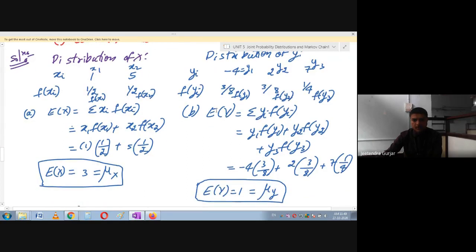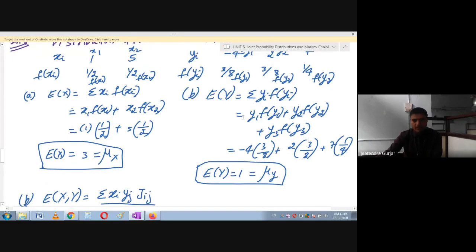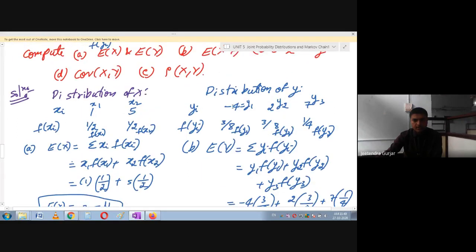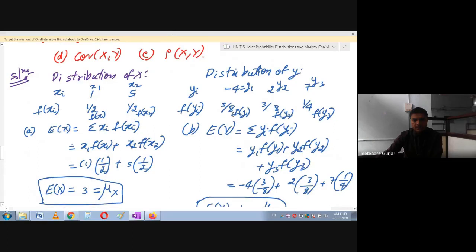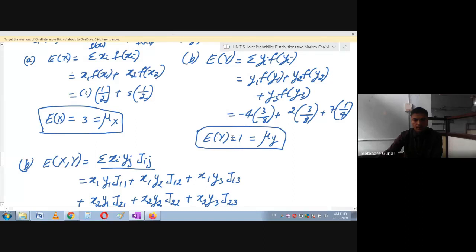I can see E of y is equal to summation yj into f of yj, which is equal to, substitute the values, y1, that is minus 4 multiplied by 3 upon 8 plus 2 into 3 upon 8 plus 7 into 1 upon 4. You are going to get E of y, which is equal to 1, which is the mean of the y distribution, that is mu y.